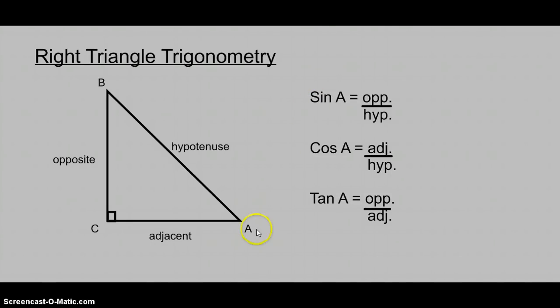The sine of angle A is representative of the fraction of the opposite side over the hypotenuse. Cosine is the ratio of the adjacent side over the hypotenuse, and tangent is the ratio of the opposite side over the adjacent. It's just your basic writing of fractions. That's all we're going to do today. We're going to start with the very simple parts.